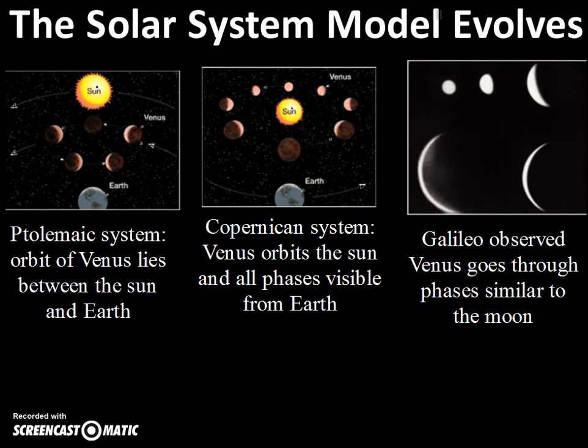Some other things that you need to know is that our solar system model is evolving. So we started with the Ptolemaic system, which stated that Venus is between the sun and the earth. But it states not only is Venus between the sun and the earth, but it states that Venus moves in a circle between the sun and the earth. And that's not quite true. The Copernican system states that Venus is orbiting the sun and all of the phases are visible from Earth, which we again know is not correct. And then Galileo, of course, observed Venus and he observed those phases.